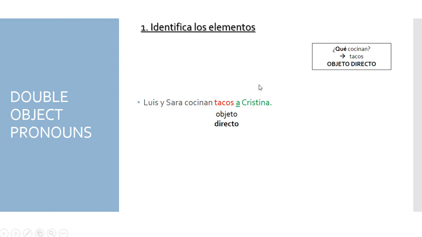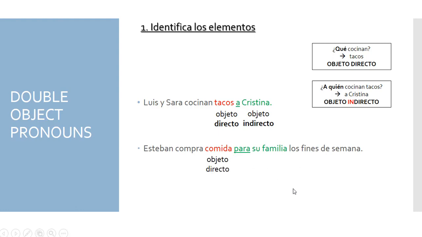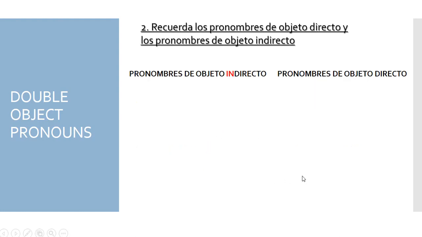And then to whom, for whom are they doing this? For whom are they cooking the tacos? For Cristina. ¿A quién? To whom cocinan tacos? A Cristina. Objeto indirecto. Once we identify the two objects, and there are other sentences, he buys, direct object, indirect object, he buys this for these people, for his family.